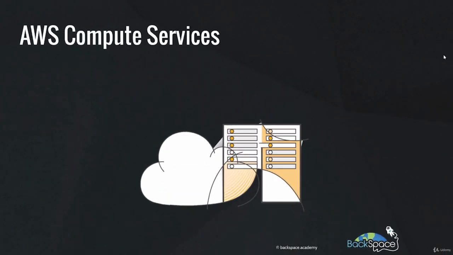In this lecture, we'll have a look at the compute and networking services of AWS. We'll then have a look at some examples, and finally, we'll finish up with a hands-on lab where we're going to deploy a WordPress web server using the Amazon EC2 service.